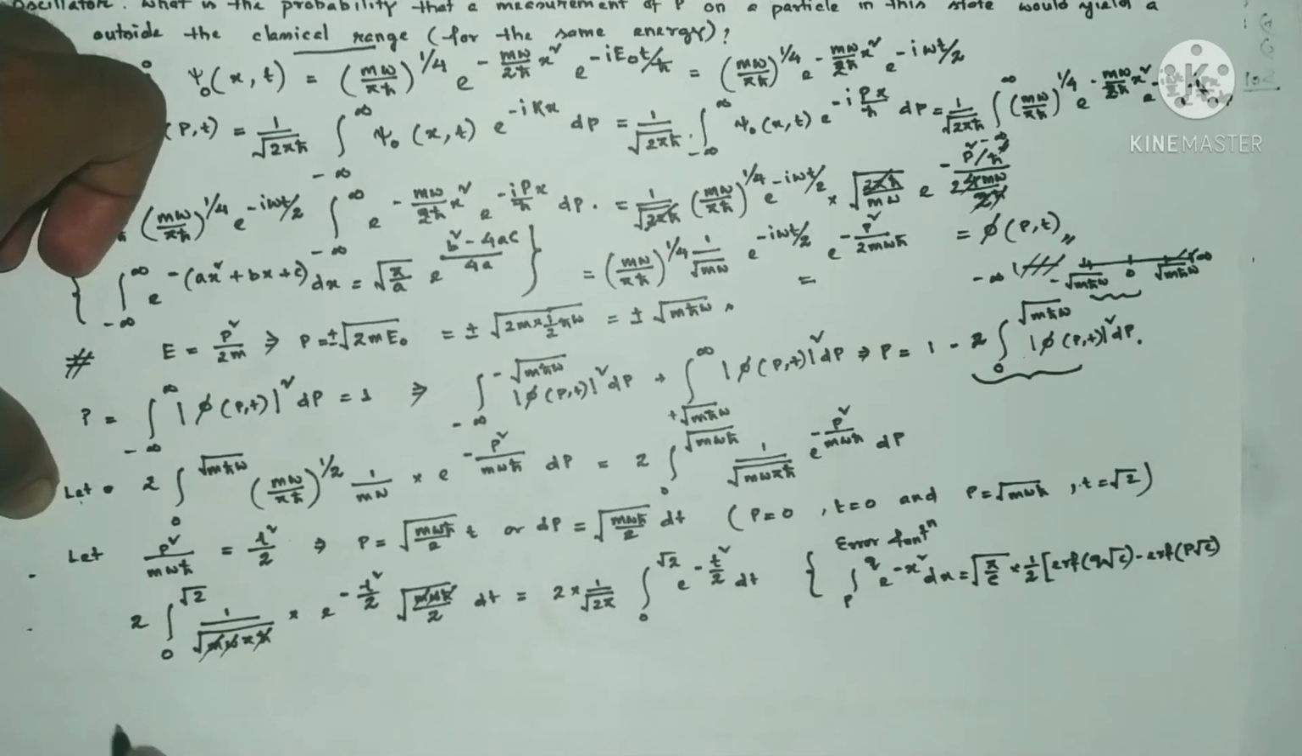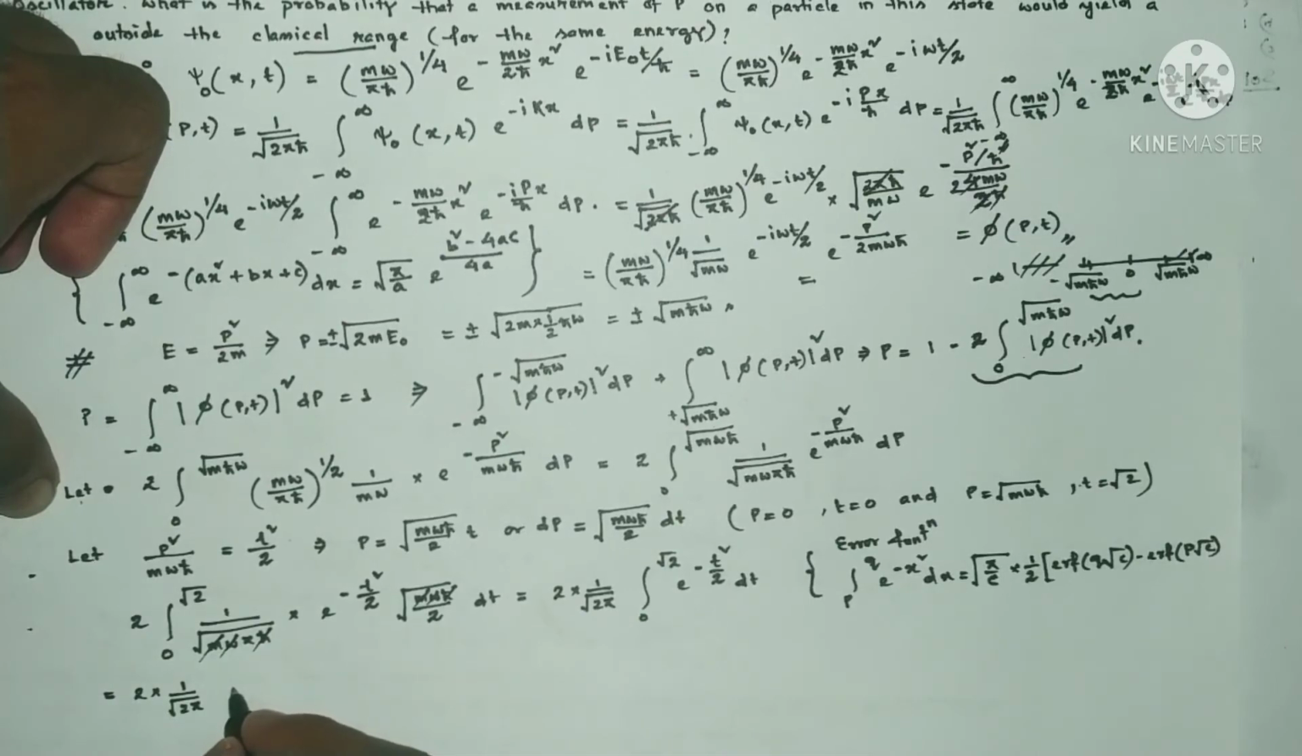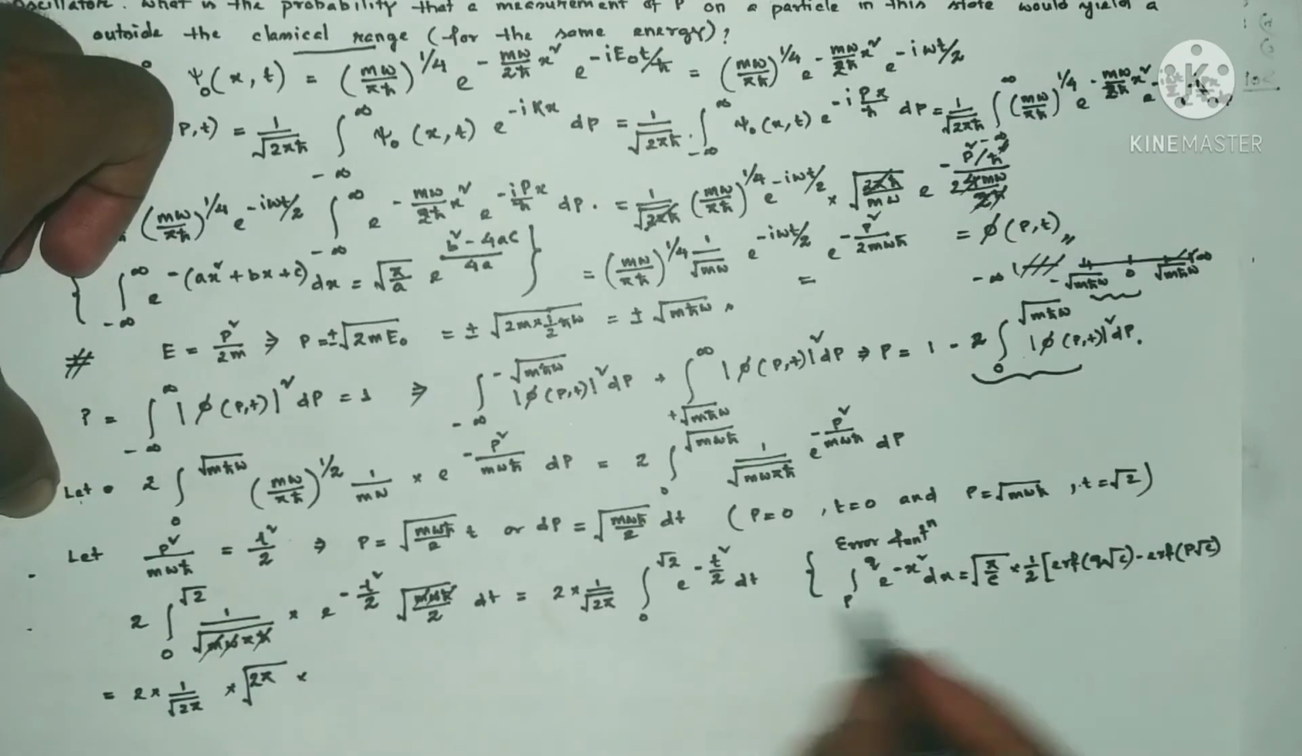Now we have this. So 2 into 1 by 2 pi. Now we will follow this. Your p is 0 and your q is root 2, is it? So under root pi by c, your c is what? 1 by 2, so it's 2 pi, right? Multiplied by 1 by 2, right?